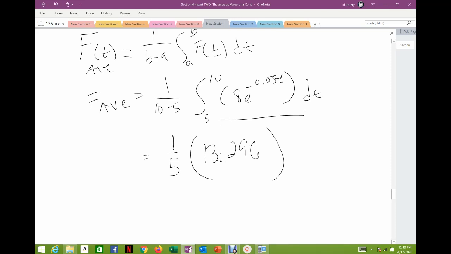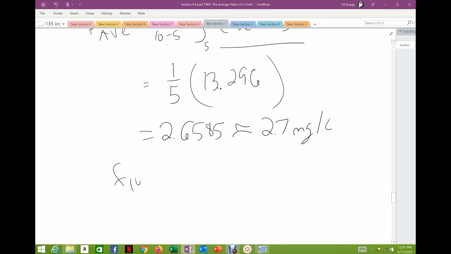13.296, which again would be the sum of the concentration for every moment between 5 and 10. If I added up the concentration level for every moment between 5 and 10, it would add up to 13.29. I'd divide by the time period because it's per minute. And so 5 minutes had gone by, so the average is based over the 5 minutes from 5 to 10. And so the average concentration of the blood in the bloodstream would be 2.6585, or around 2.7 milligrams per liter.